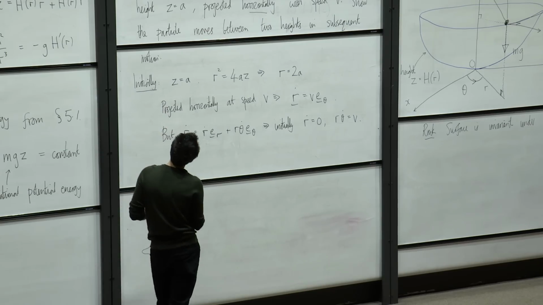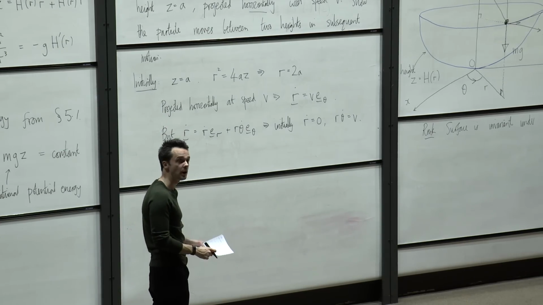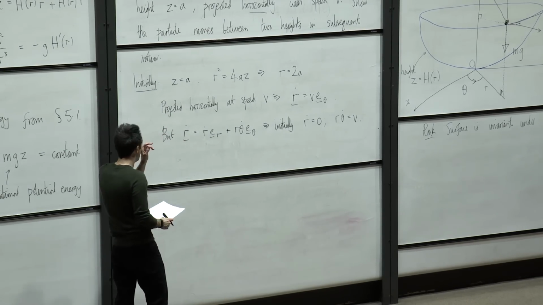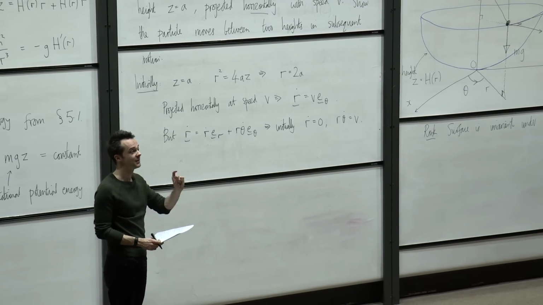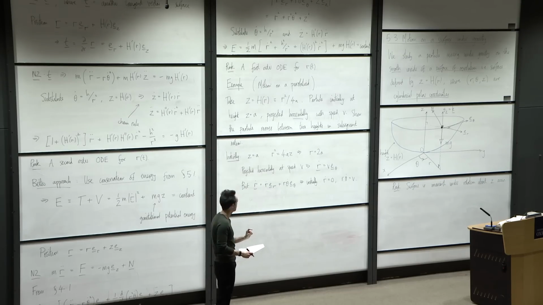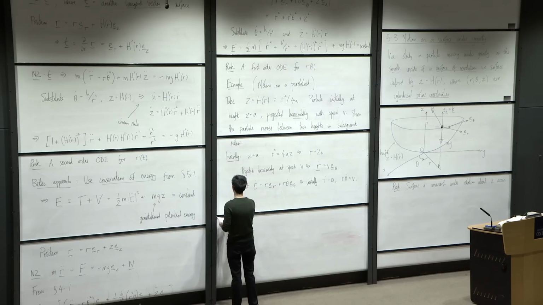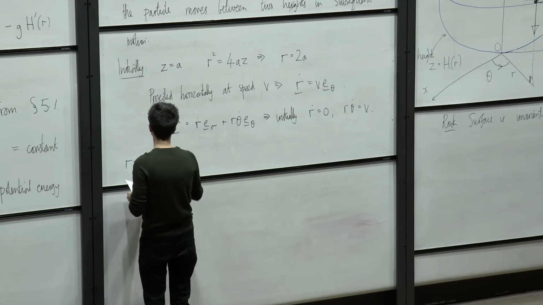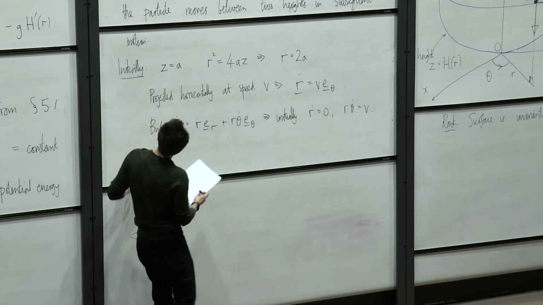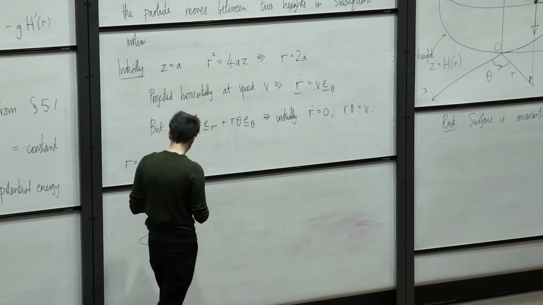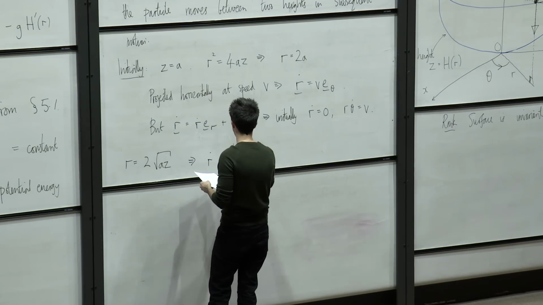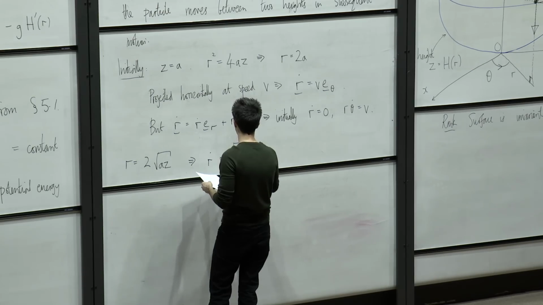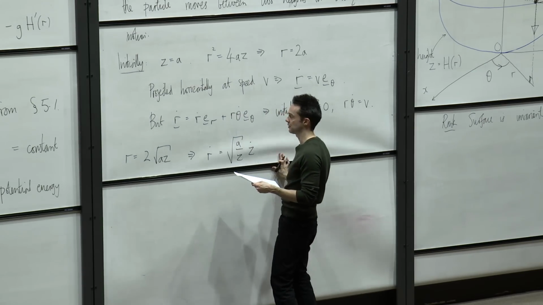Okay, then the problem tells us to show the particle moves between two heights in the subsequent motion. And so I'm going to eliminate r in terms of z in this case, because z is the height, and it's that I'm interested in for the problem. So r is 2 square root of az in general, solving for r in terms of z. And so r dot is equal to the square root of a over z times z dot, using the chain rule.